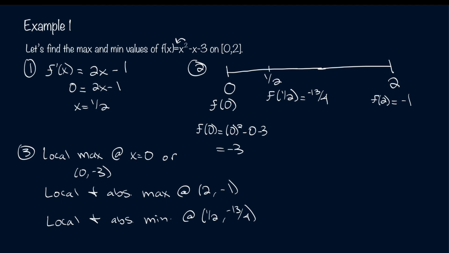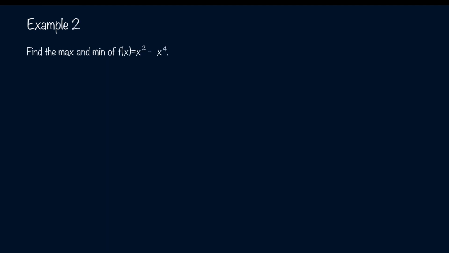So for example 2, we're going to find the max and min of f of x equal to x squared minus x to the fourth. So step 1. As you can see, there is no domain that is given, so we are actually going to need to find those values. And don't worry, it is okay. It is a lot simpler than you think. We just need to do the derivative again.